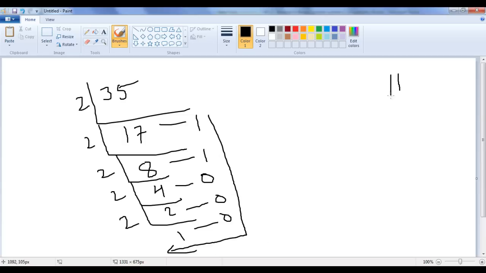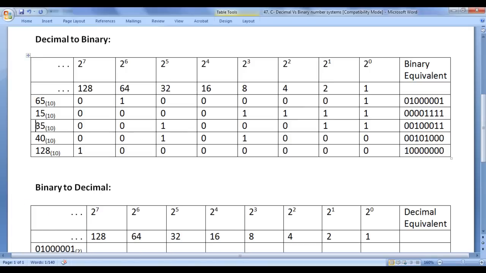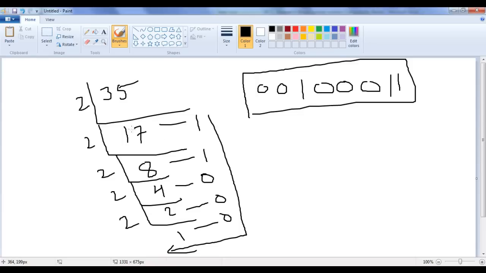We write 1, 1, 0, 0, 0, 1. 1, 2, 3, 4, 5, 6 digits we have. Let me add 2 more zeros. So this indicates 35 in binary number system. We have 0, 0, 1, 0, 0, 0, 1, 1. If you see, we have already converted 35 to binary equivalent number. What we have? 0, 0, 1, 0, 0, 0, 1, 1. So that is how you convert a decimal number to a binary equivalent number, guys. I hope you guys have clearly understood. I suggest you try other examples.